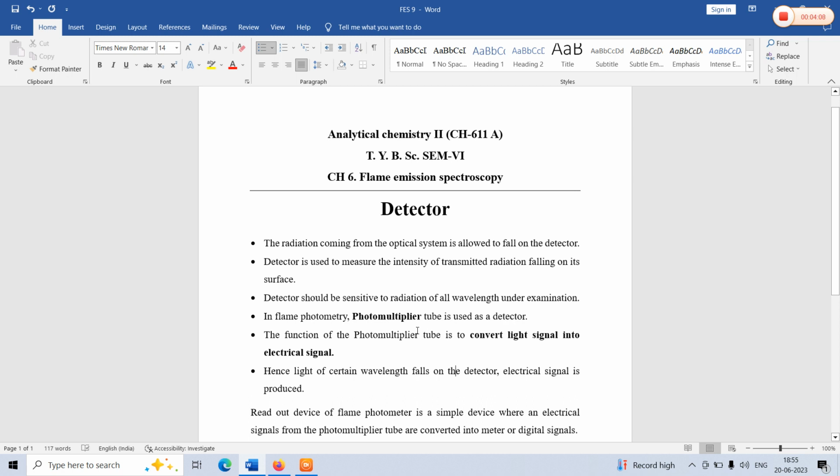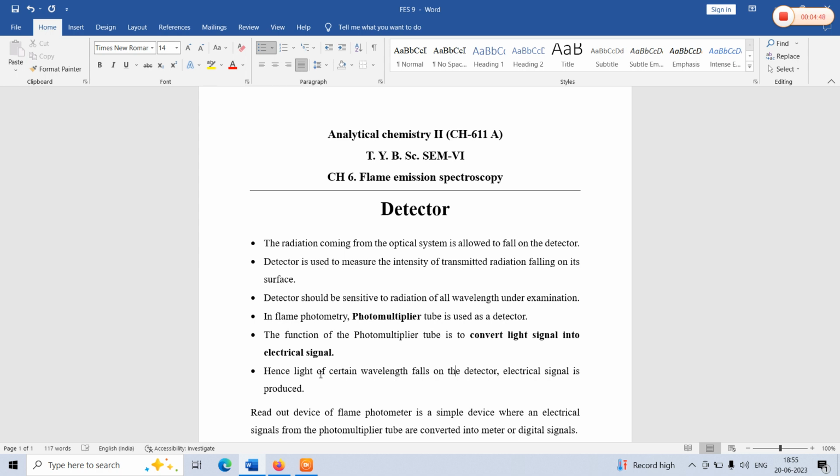The function of the photomultiplier tube is to convert a light signal into an electrical signal. So the light signal is converted into an electrical signal by the photomultiplier tube, which acts as a detector in flame photometry. Hence, when light of a certain wavelength falls on the detector, an electrical signal is produced, because the detector detects the signals, and this electrical signal is the result of conversion of light into electricity.